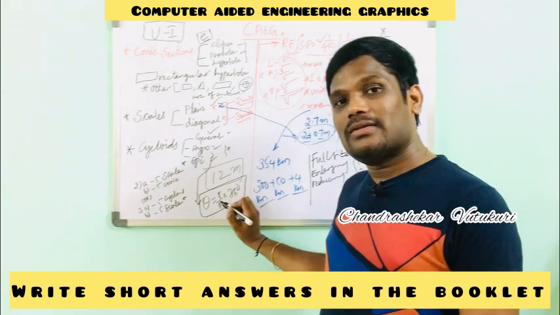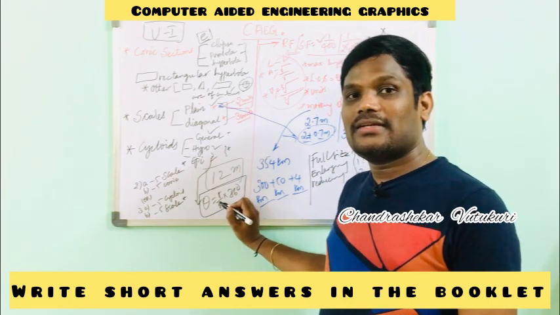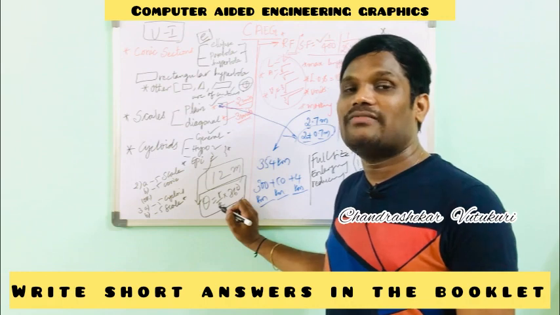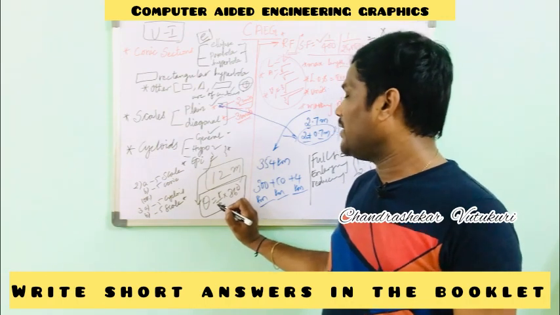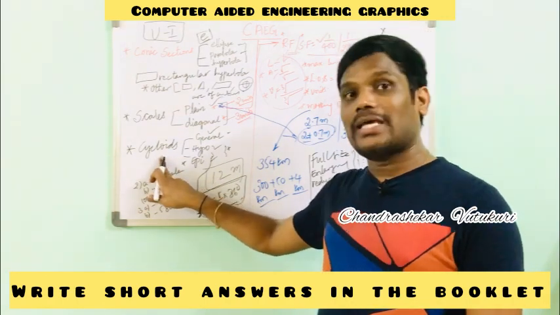Small r is nothing but what? The radius of generating circle. Capital R is nothing but what? Radius of directing circle. I have explained clear concepts in the introduction to cycloids.